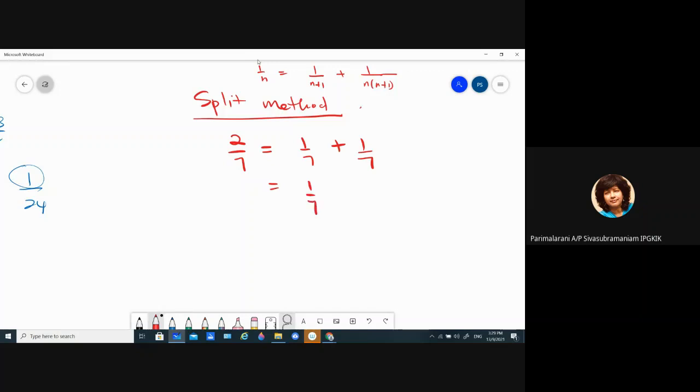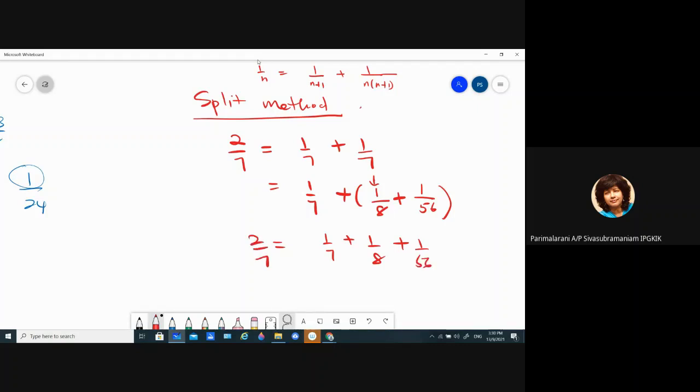So I retain this one, 1 over 7, I leave this here. Second 1 over 7, I'm going to change it using this formula. So what can I change this into? 1 over 7 is equal to, use the formula above here, 1 over 8 plus 1 over 56. Yes, 1 over 8 plus 1 over 56. Now they are all unit fractions and they are all different unit fractions, correct?